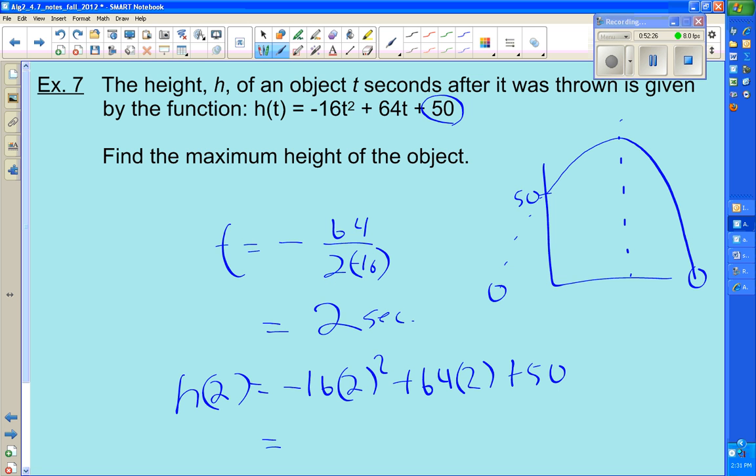I got 114 also. Oh, cool. Everyone's a winner. 2 squared is 4, times negative 16 is negative 64. 2 times 64 is 128, minus 64 is 64, plus 50 is 114. This is h of 2. H of 2 means plug in a 2 for t. So the answer, h of 2, is equal to 114. So max height is 114 feet. If the question's a word problem, answer in words.